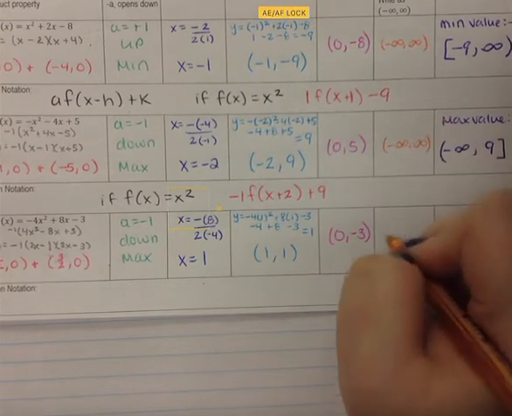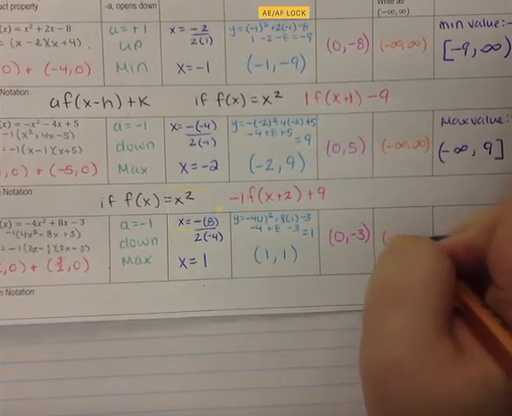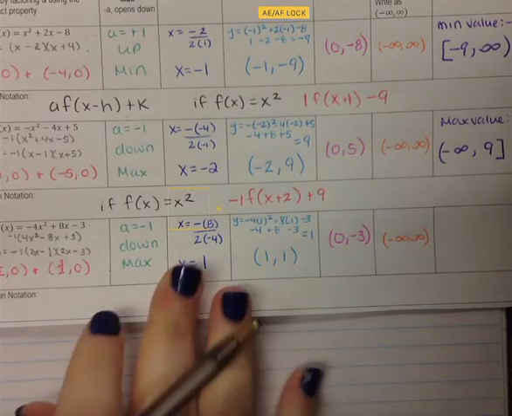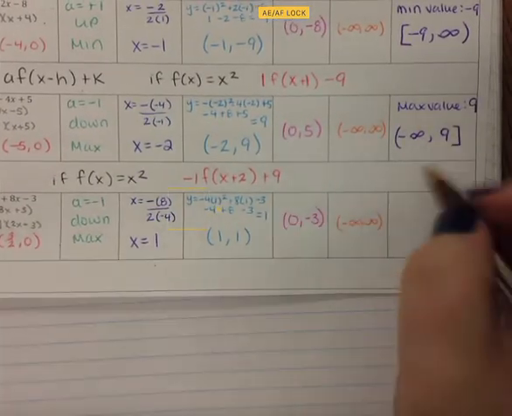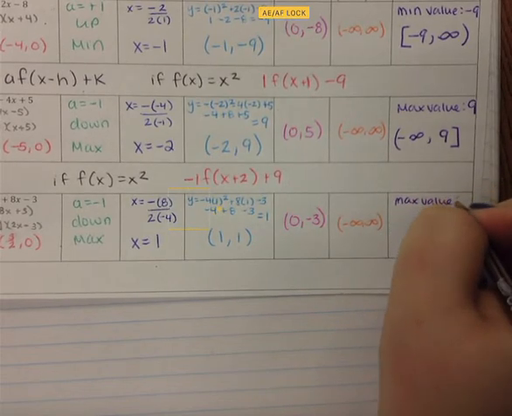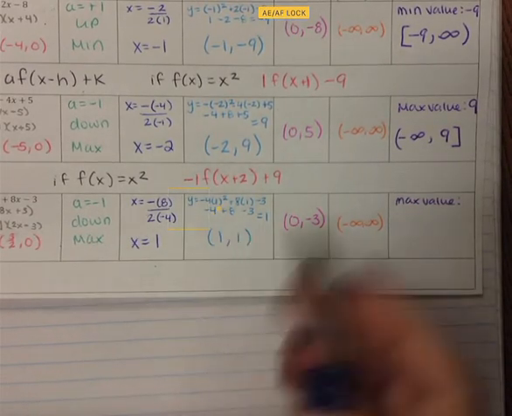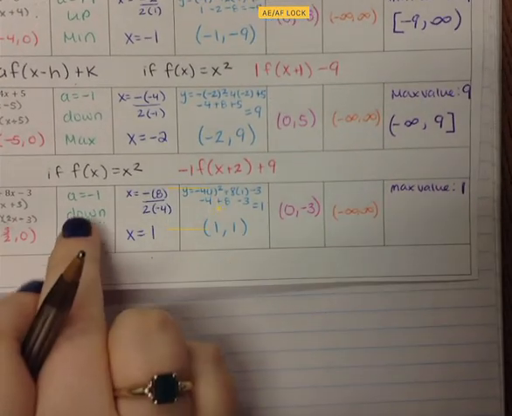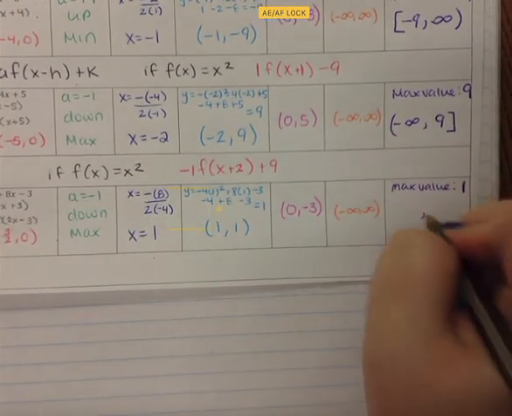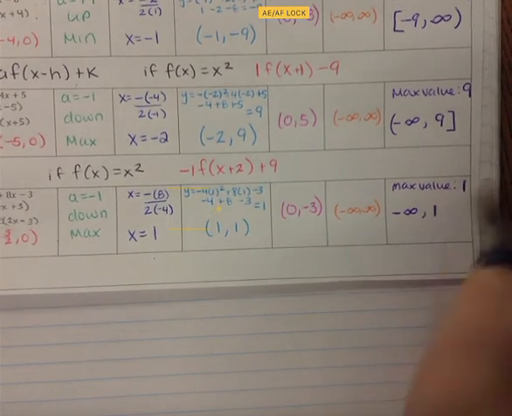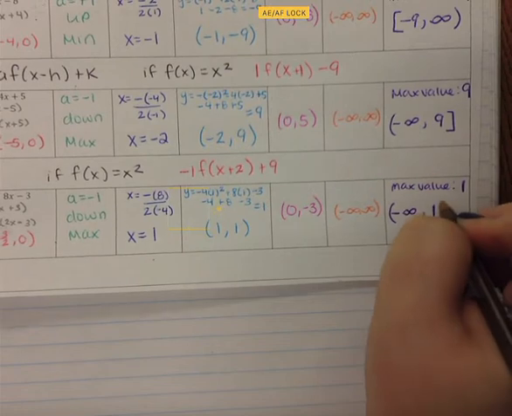Our domain, again, is -infinity to +infinity. And our range is a maximum, so we have a max value at that y value of our vertex, which is 1. Since a was negative, we know we're going to have a negative infinity. And then our max value goes on the right-hand side. Open bracket, close bracket.